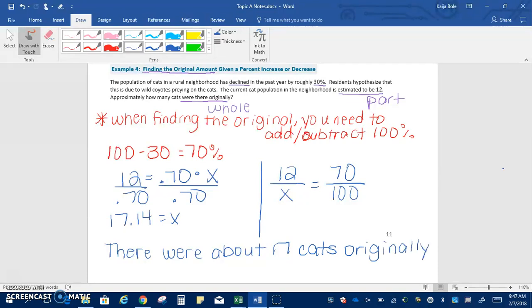Alright, and if you think about that, that does make sense, because if it decreased by 30%, we went from 17 down to 12, so that is a good way to check and make sure if your answer even makes sense.